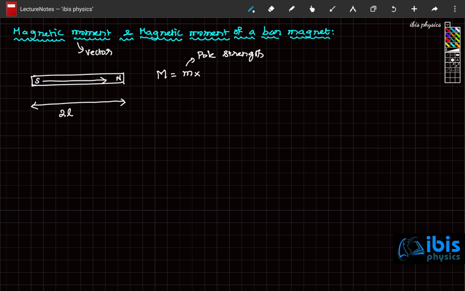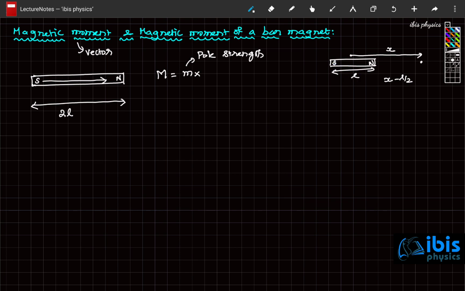2L is just the length between north and south, because sometimes when we find the distance of some point, we will not find from north or south, we will find from the center. Say for example, suppose this is the north pole, this is the south pole, and here is a point. What we often do is write the distance from the center as x. Suppose if we consider the total length as L, the distance from the north pole is x minus L by 2, and the distance from the south pole is x plus L by 2.